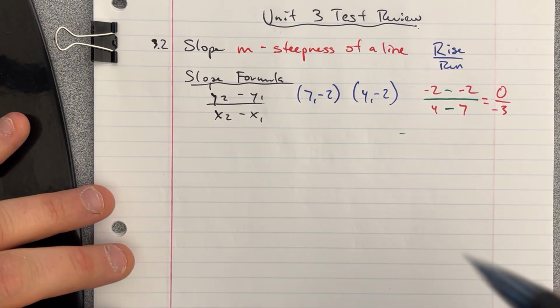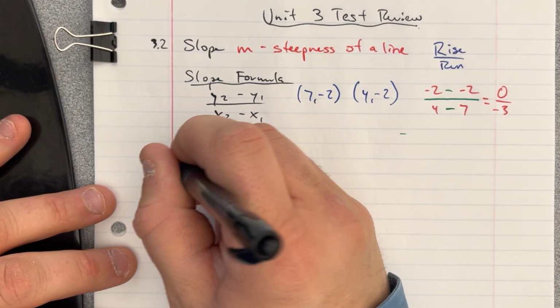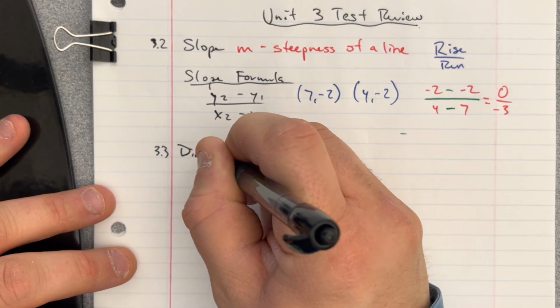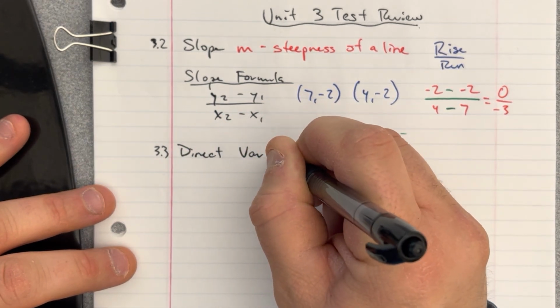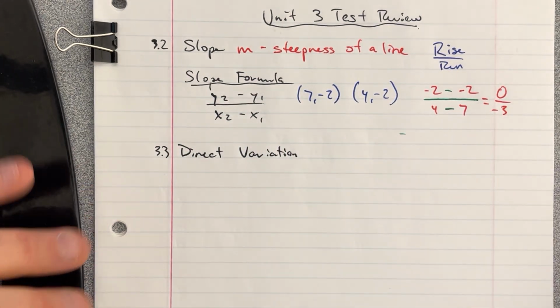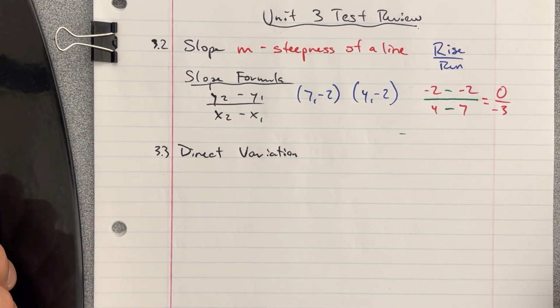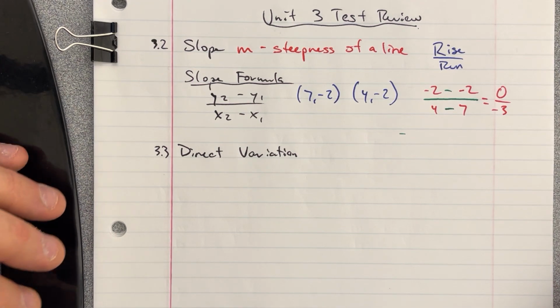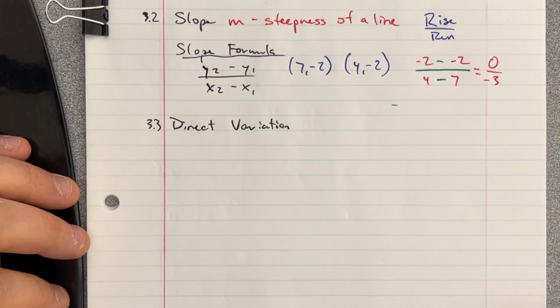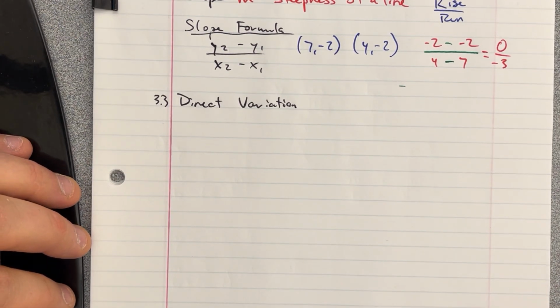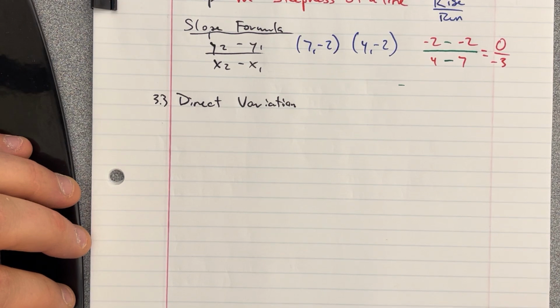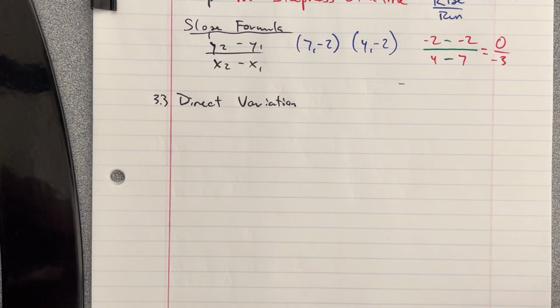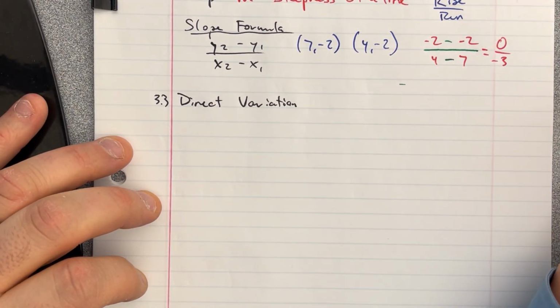We then moved into section 3.3, which dealt with direct variation. With direct variation, this is where we had to create a slope based on information given, and then plug it into our y equals mx formula, and then find something that we're missing.